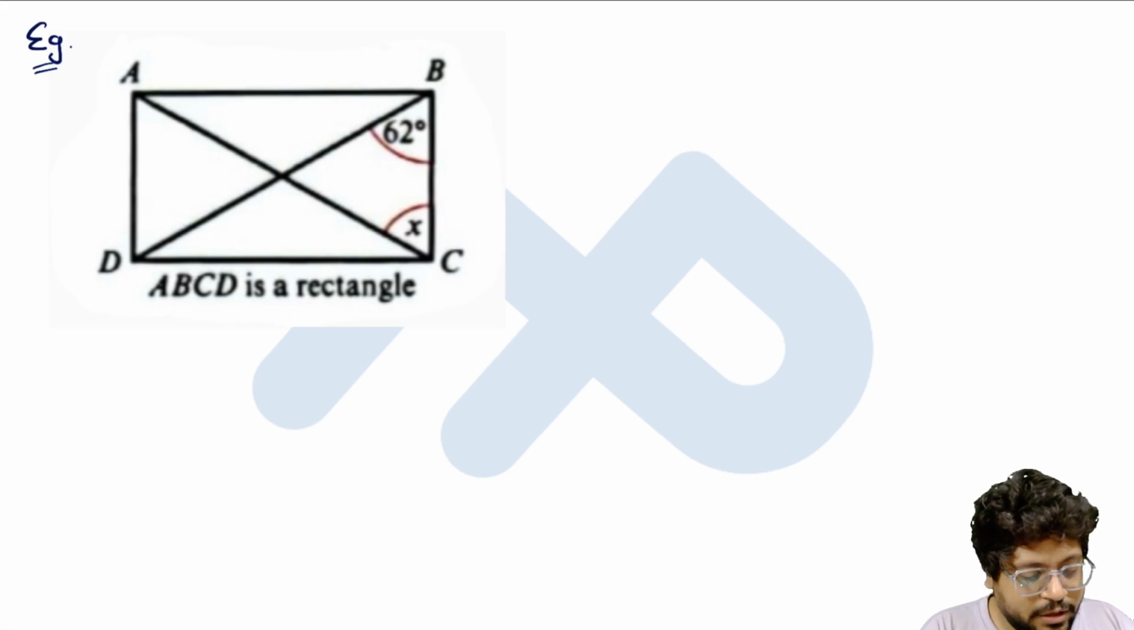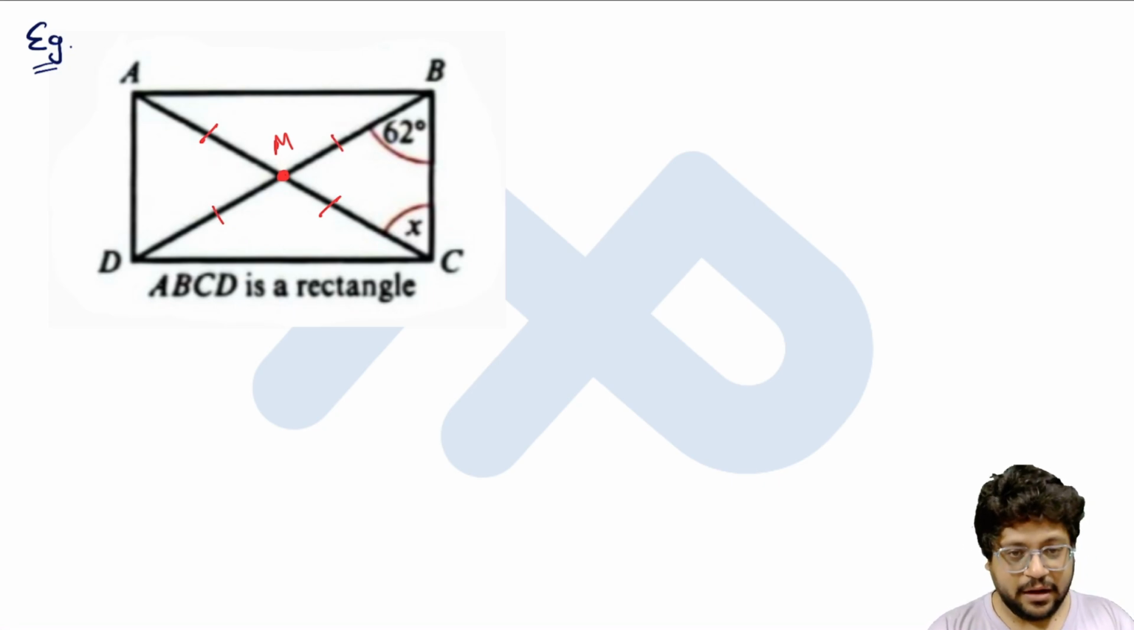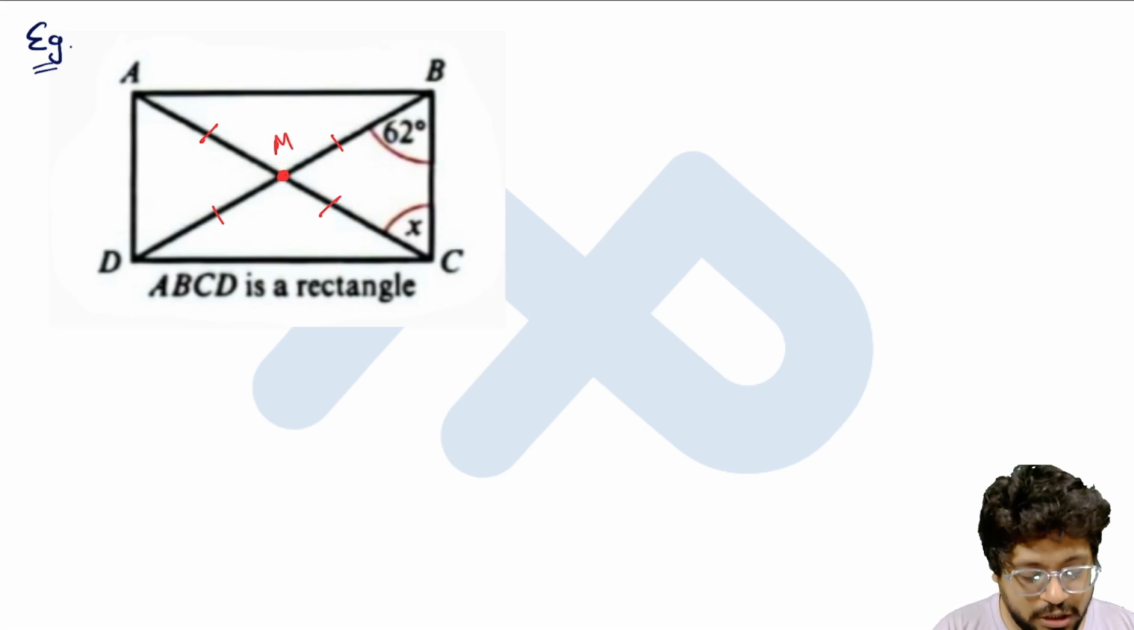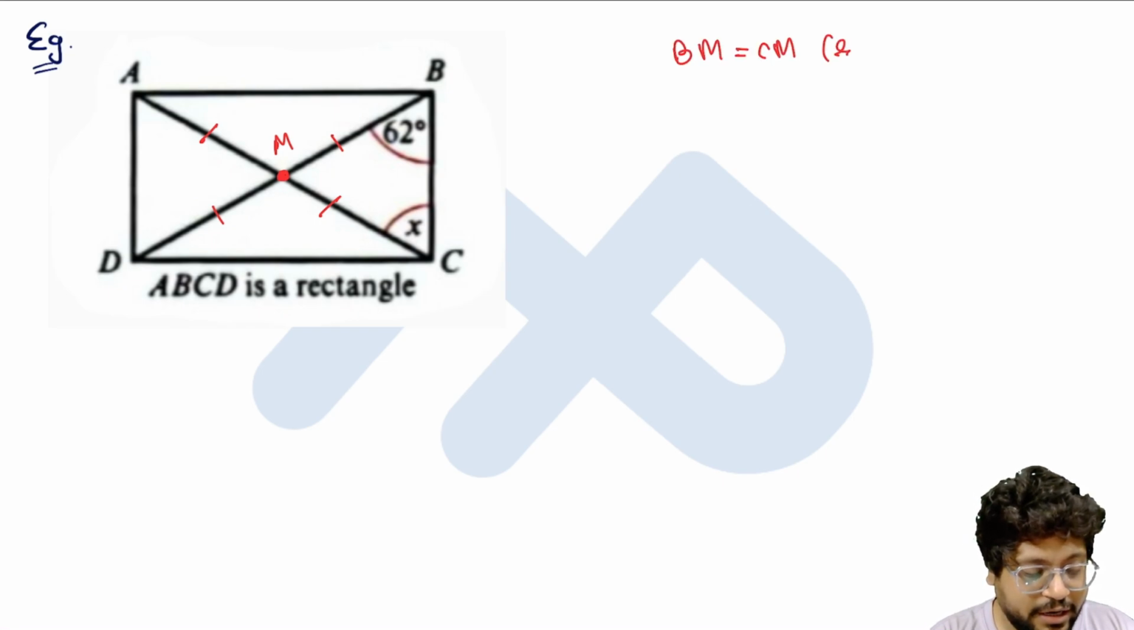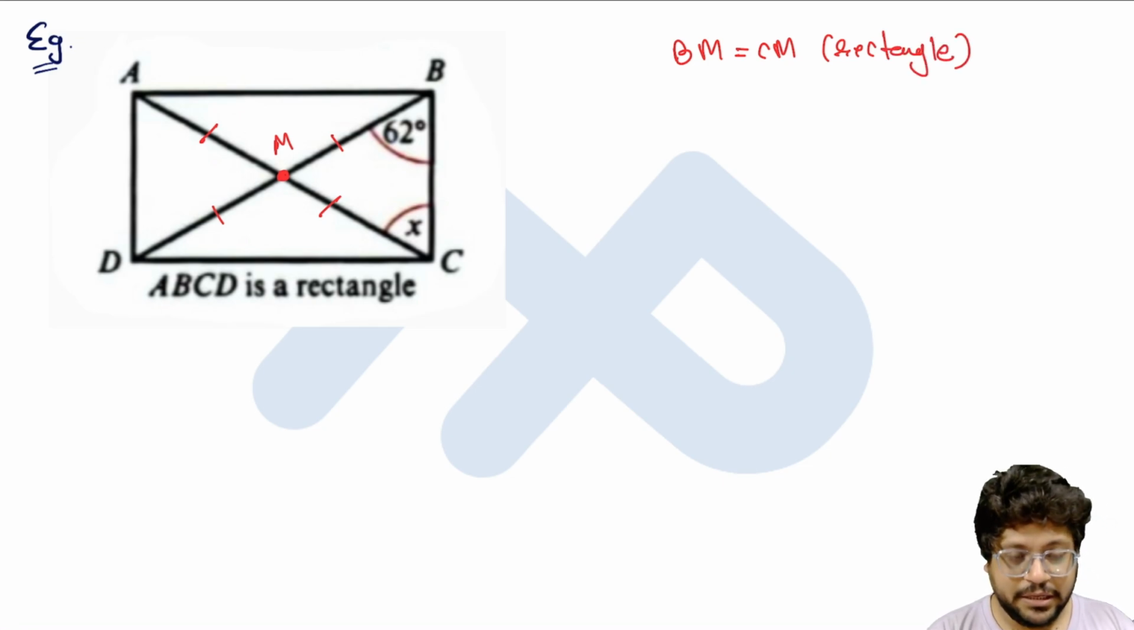Let's see another one. Here it's a rectangle, and you already know that in a rectangle both the diagonals are equal and they bisect each other. So if this point is M, then it's a midpoint of AC and also a midpoint of BD, and AC and BD are both equal. So obviously their halves are also equal. So BM will be equal to CM, right? I'll write it here: BM is equal to CM. Reason: rectangle. In a rectangle, both the diagonals are equal and they bisect each other. So BM will be equal to CM.